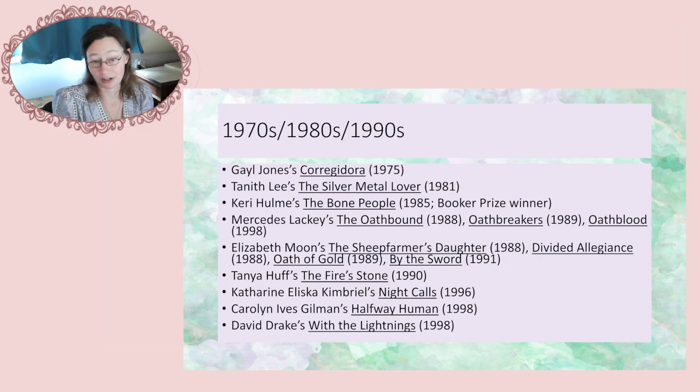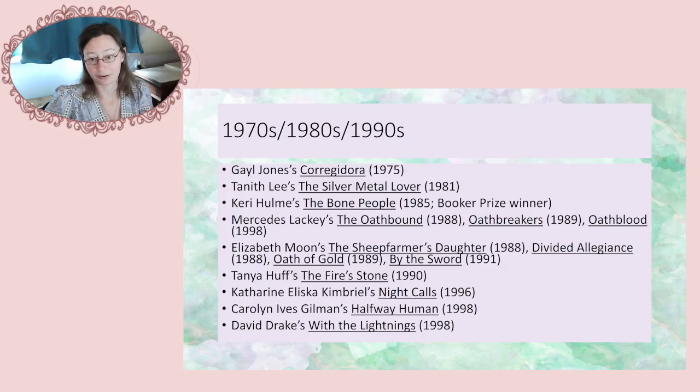or implied deliberate representation. We do get that with Keri Hulme's The Bone People, which is the 1985 Booker Prize winner. This is also widely considered one of the first explicitly, deliberately asexual books that we have. It also deals with a lot of other stuff, but that is basically what it's known for. In 1988, we have Mercedes Lackey's The Oathbound, which was followed by two other books in this series, Oathbreakers and Oathblood.